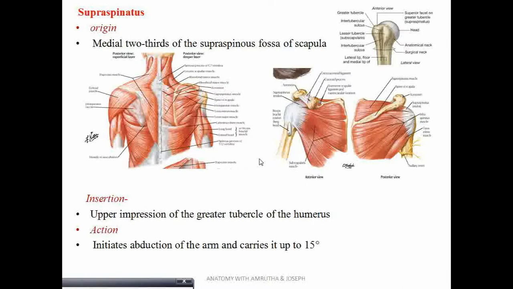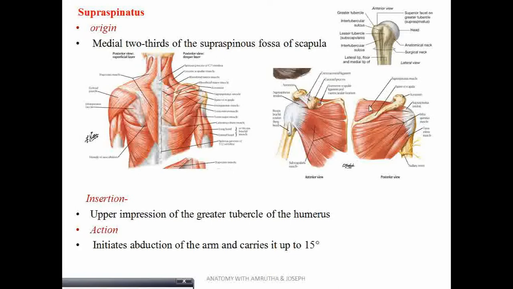Next muscle here is supraspinatus, originating from the medial two-thirds of the supraspinous fossa of the scapula. So the supraspinous fossa, the medial aspect of it. Supraspinous fossa is a fossa which is seen on the dorsal aspect of the scapula above the spine of the scapula.